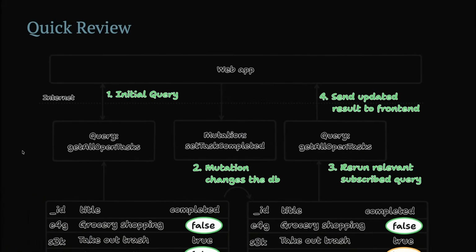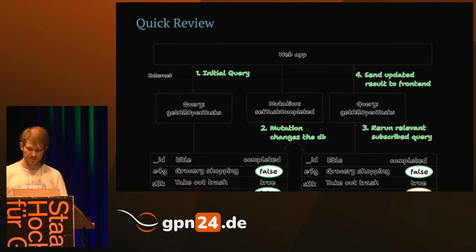But as a review, right? I have my web app. I'm going to make the initial query, get all open tasks. I have a mutation that then changes something in the DB. That updates the database. The database reruns the relevant subscribed query and sends a result to the front end. That is the entire magic of something like Convex.